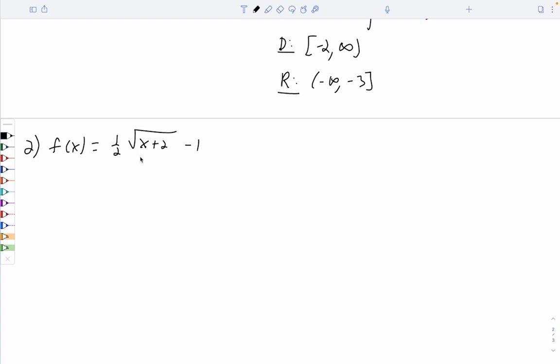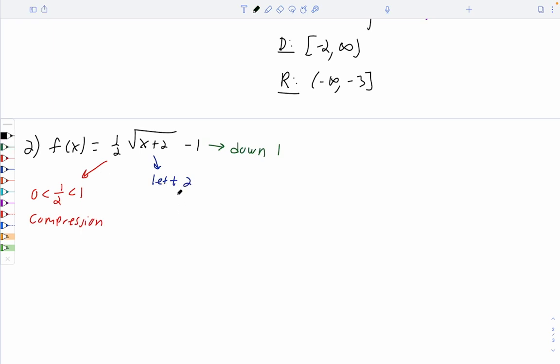Okay, so let's identify the transformations. This A value is just 1/2, so it's not a reflection because it's positive. Now 1/2 is between 0 and 1, right? And if the A value is between 0 and 1, this is a compression. This x plus 2 would go left 2 according to the rules above. And then this k value would be minus 1, so that's down 1. So we've identified the transformations.